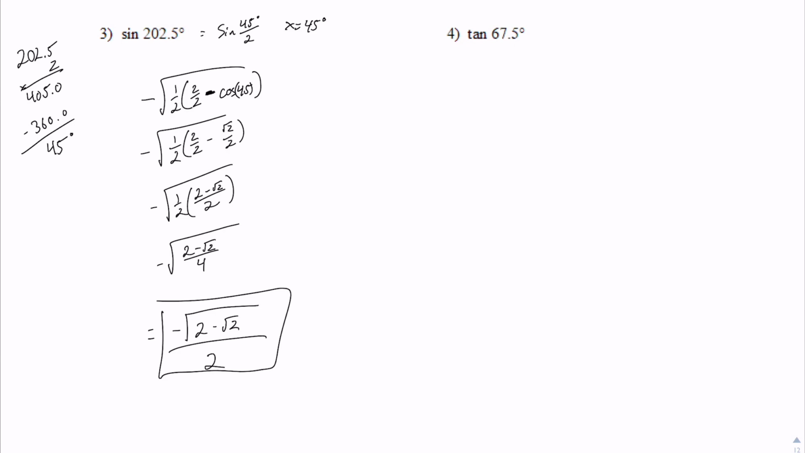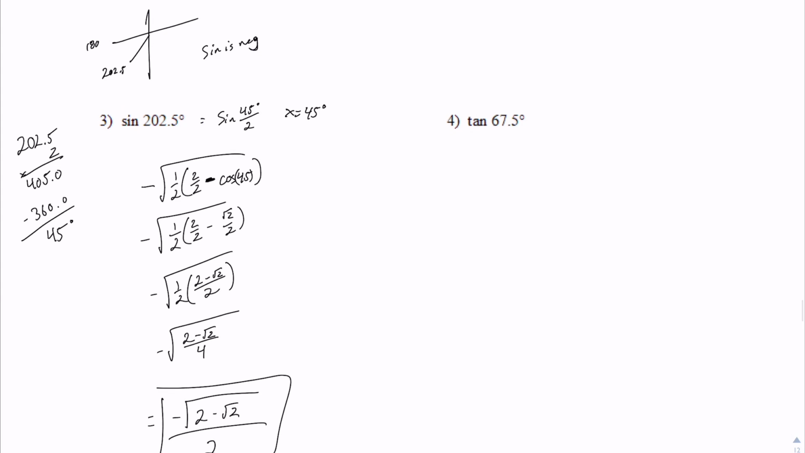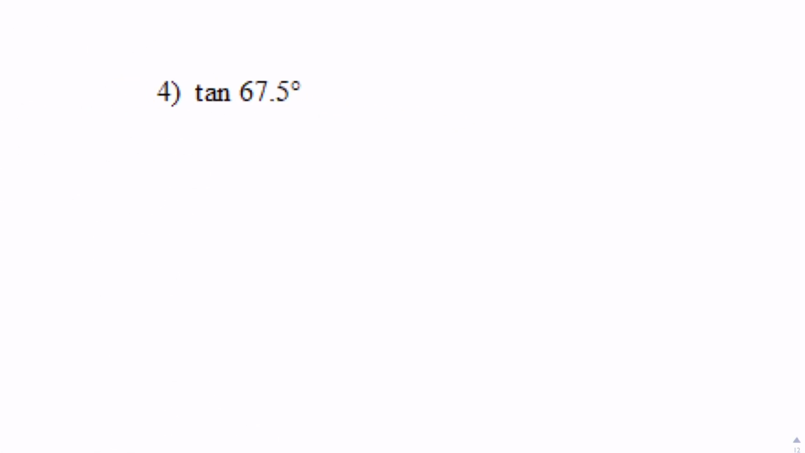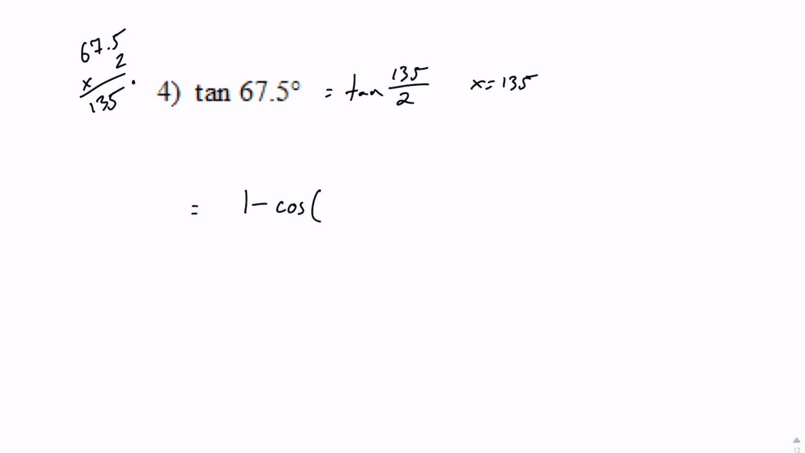Okay, now tangent 67.5. So tangent 67.5, again, multiply times 2. So 67.5 times 2, that's 135. Okay, that's very convenient because now we have the formula for tangent. First, this is tangent 135 over 2. So now we know that x equals 135. The formula for tangent was 1 minus cosine of x, which is 135, all over sine of 135.